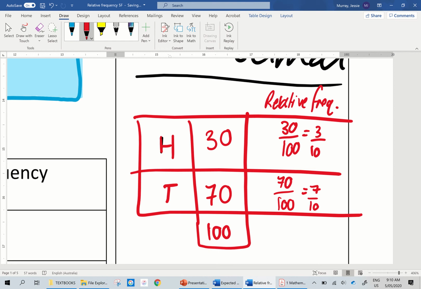Now, usually you'll see relative frequency written as a decimal or percentage also, rather than just fractions. So get used to seeing 3 out of 10 is 0.3, 7 out of 10 is 0.7, or 30% and 70%. Any of those are fine for relative frequency. So keep that in mind. And if you're not great with your decimals, fractions, percentages, you can use your calculator.